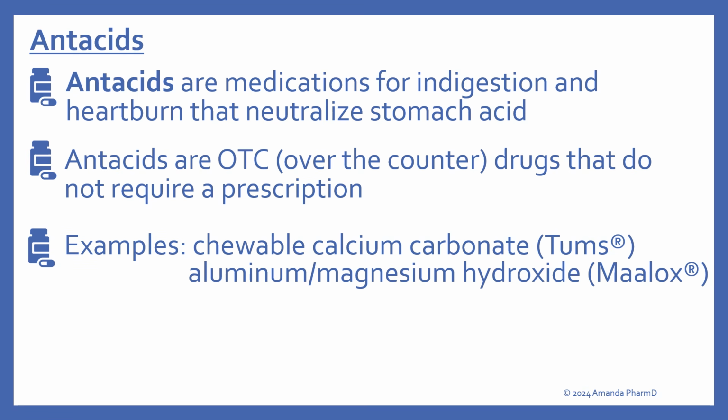Next are the antacids. Antacids are medications for indigestion and heartburn that neutralize stomach acid. Antacids are also over-the-counter drugs that do not require prescription. And some examples of those include the chewable calcium carbonate, or Tums, and aluminum and magnesium hydroxide, which is Maalox.